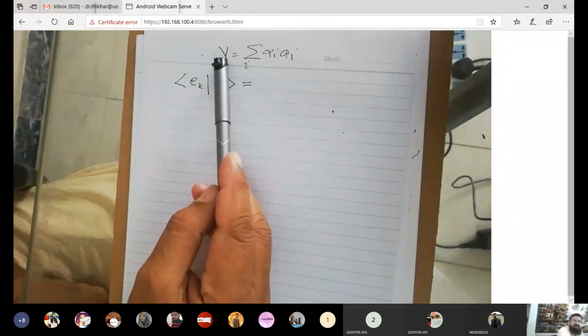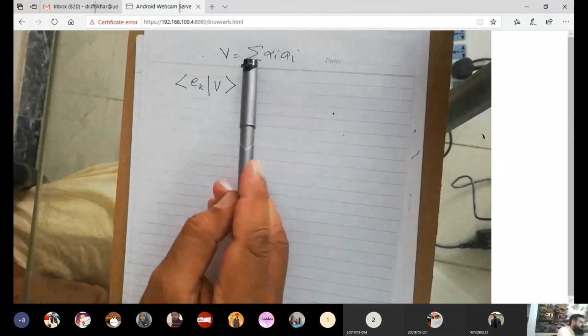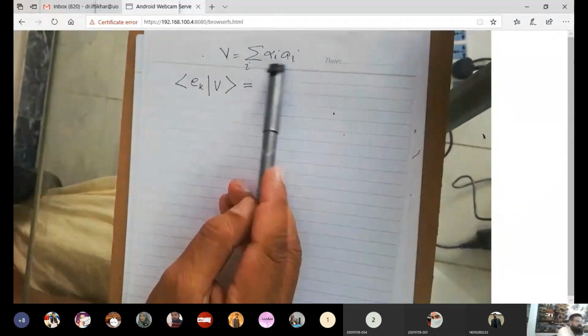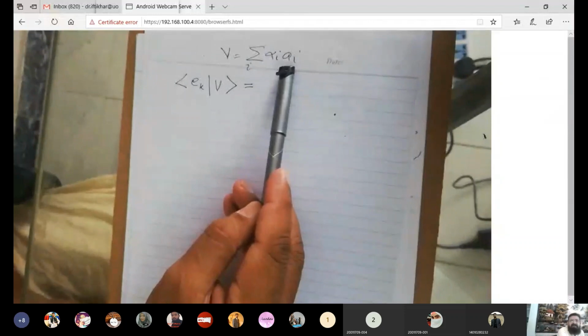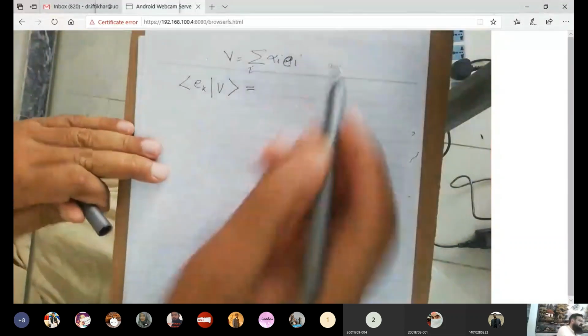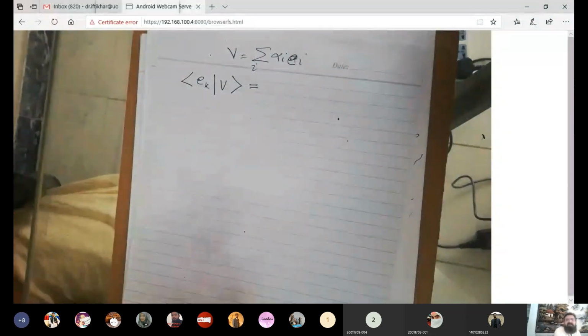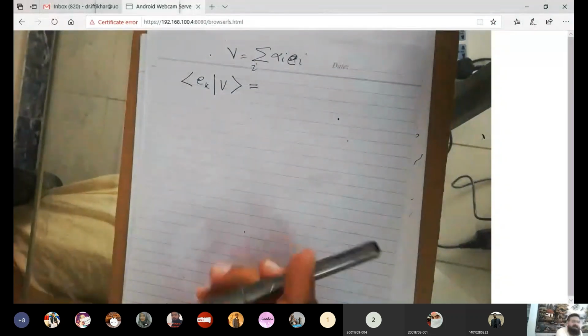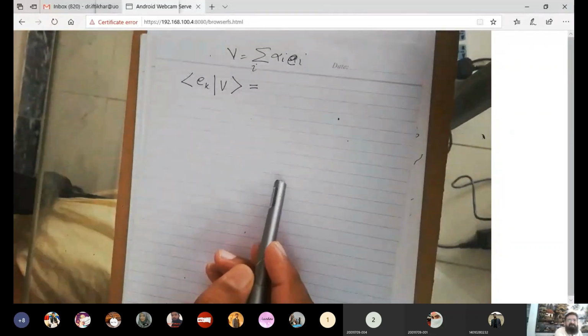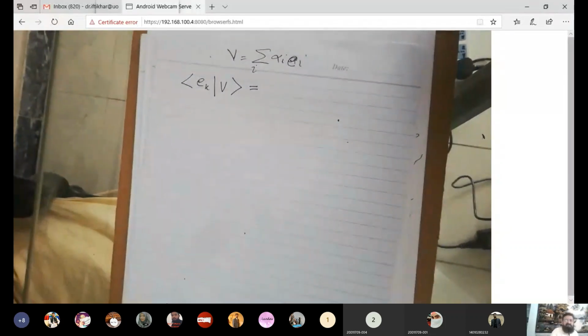Okay, let's start. If V is equal to the sum of alpha i e_i, alpha are the coefficients of the vector, and e_i are the basis vectors. So alpha i are the coefficients of that basis vector. So any vector can be written as a linear combination of the basis vectors.